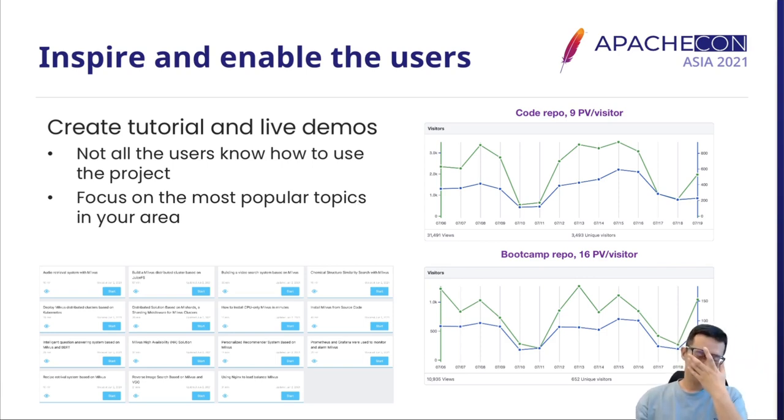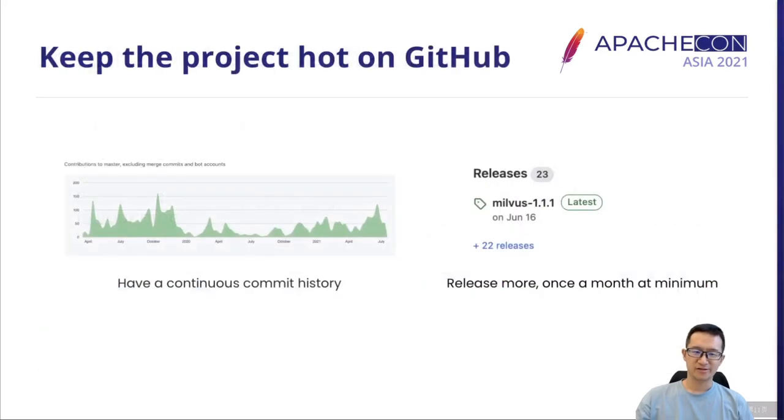Okay, the next thing is to keep the project hot on GitHub. I just want to bring up two points here. The first is to have a continuous commit history. This is also a graduation criterion of the LF AI and Data Foundation.